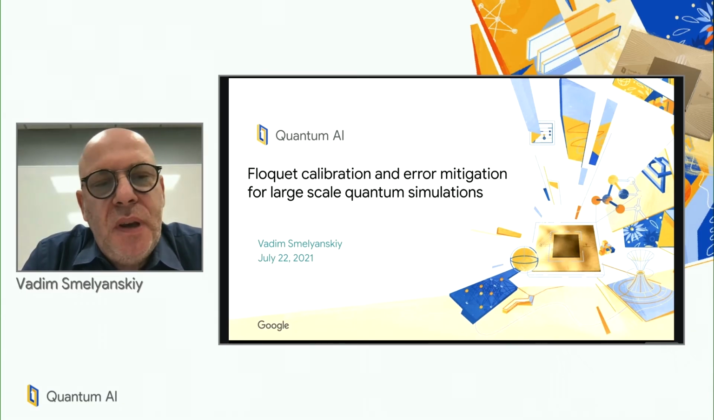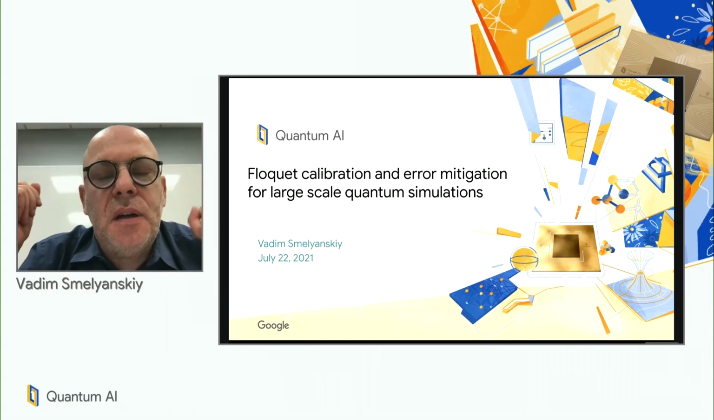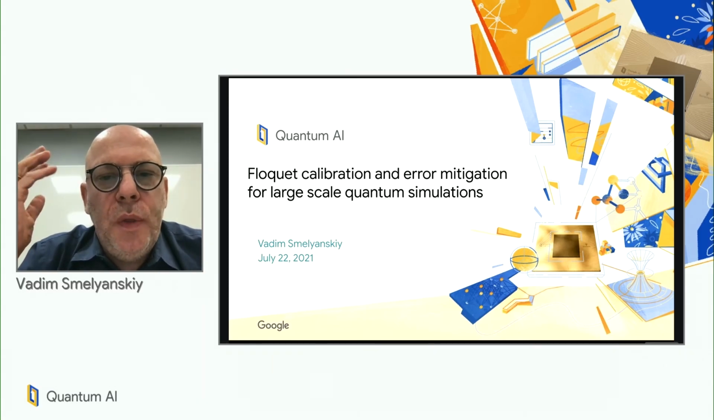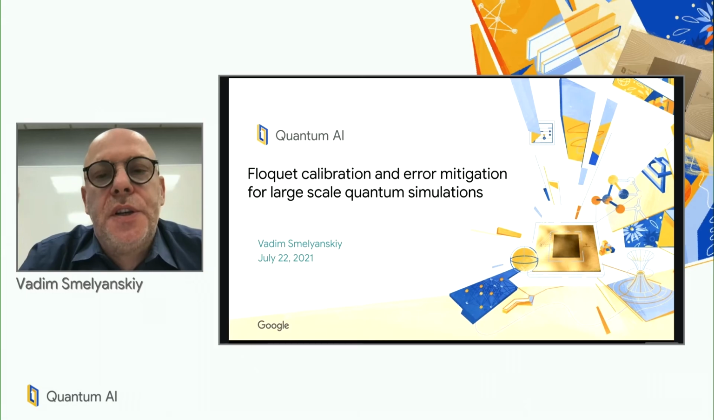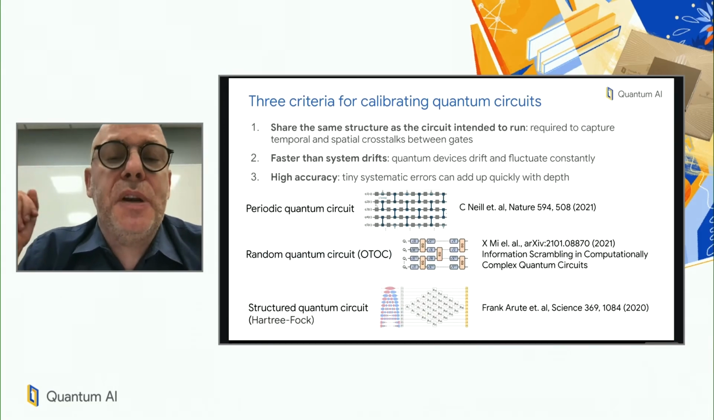I'm Vadim Smelyansky, and I'm presenting a talk, Floquet calibration and error mitigation for large-scale quantum simulations, on behalf of our Google Quantum AI team. In the last 1.5 years, after our Beyond Classical experiment, a number of large-scale quantum simulations were performed in our team. They used some new calibration and error mitigation methods, which I would like to go over today, and present some of the things that make the experiment work and some of the theoretical concepts that we were actually able to apply in experiment.